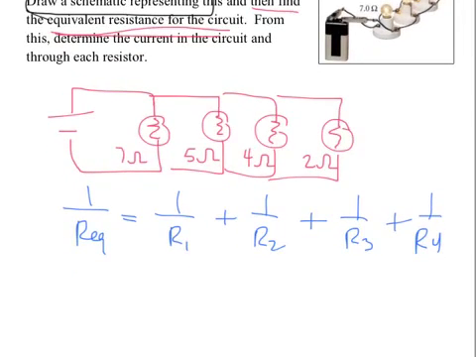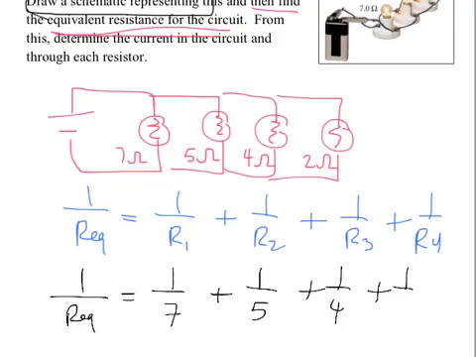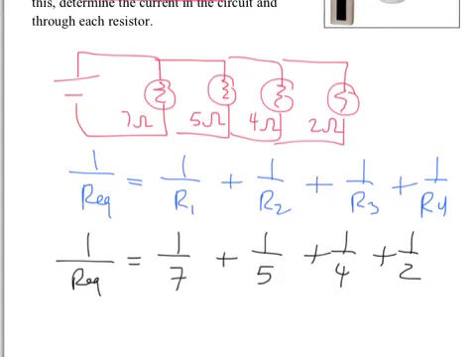And this is not difficult, but the math could be a little tricky, if anything. So what do you got, Tristan? 1 over 7 plus 1 over 5. Okay? And now the tough part here is this. We need to solve for the equivalent resistance, which is in the denominator, right?